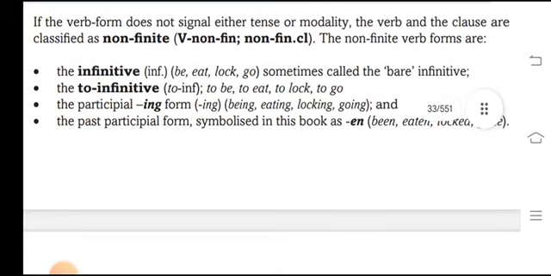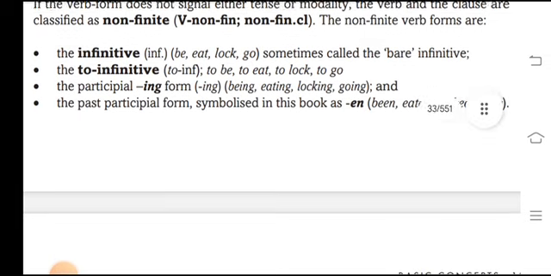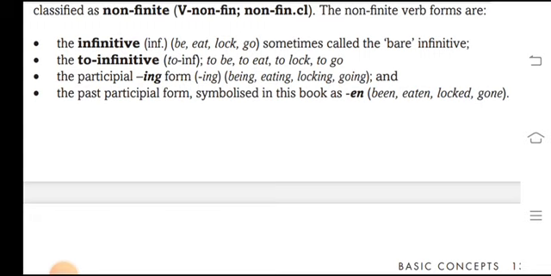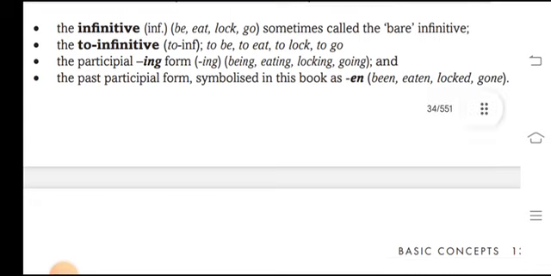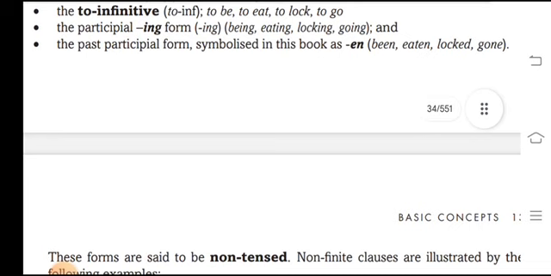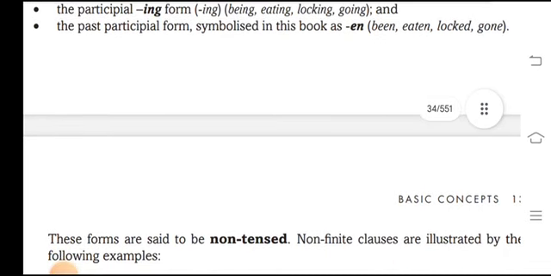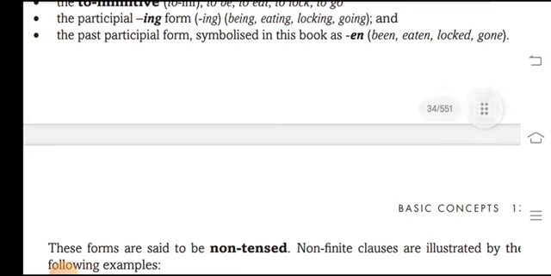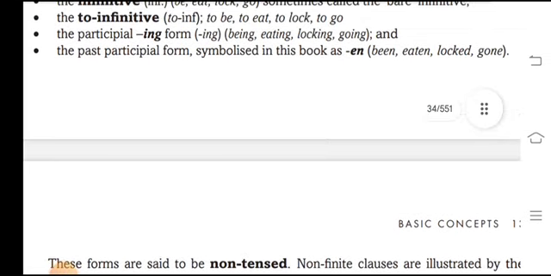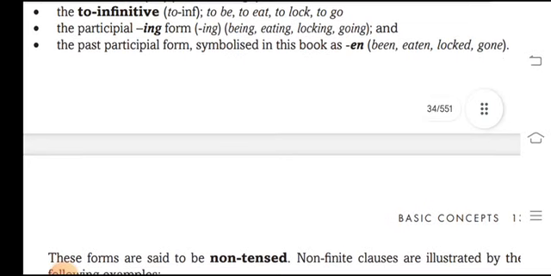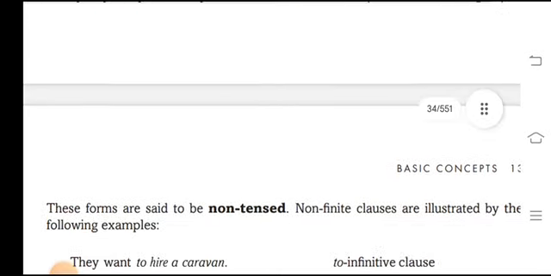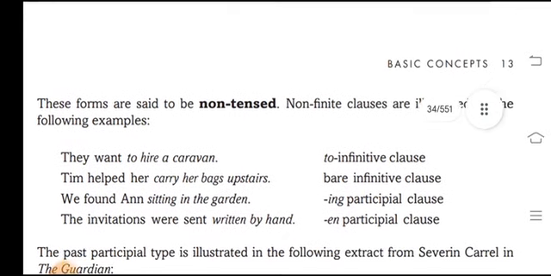In the verb forms that do not show either tense or modalities, the verb and the clause are classified as non-finite, and we know the finite and non-finite clause. In non-finite clauses the verb forms are the infinitives, which are sometimes called the bare infinitive and the to-infinitive: to be, to eat, to look, to go. The participles are the -ing participles: being, eating, looking, going, and the past participles, symbolized in this book as -ed: been, eaten, looked, gone.